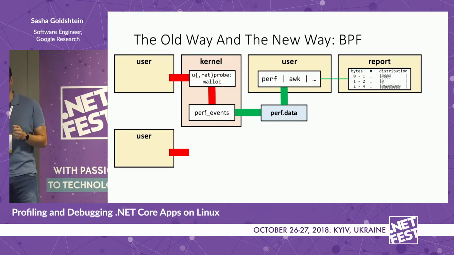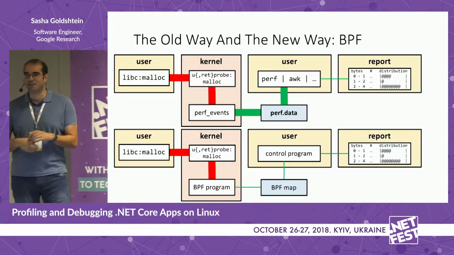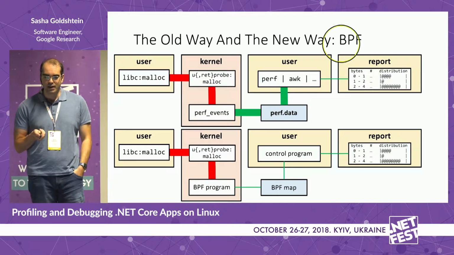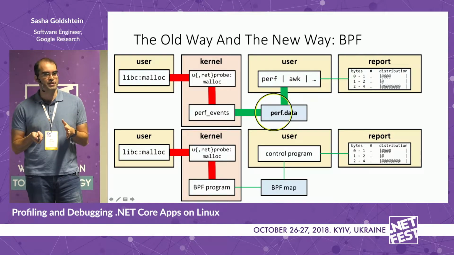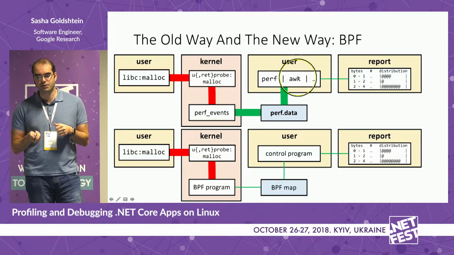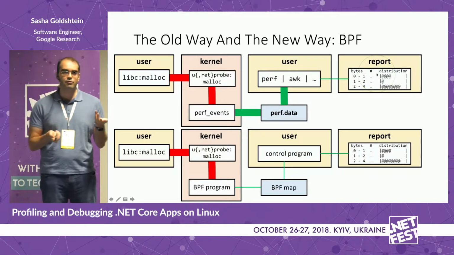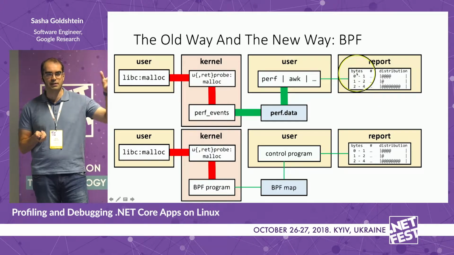This was a weird diagram. Something went wrong with my animations, you see. But anyway, let's cherish this. So what you see on top is what I told you before about perf. So the way perf works is some stuff is happening in the kernel, gets written into a file, and then you have some user space scripts read that file and generate some kind of report. Maybe a flame graph, maybe a histogram, maybe a JSON file that you send somewhere.